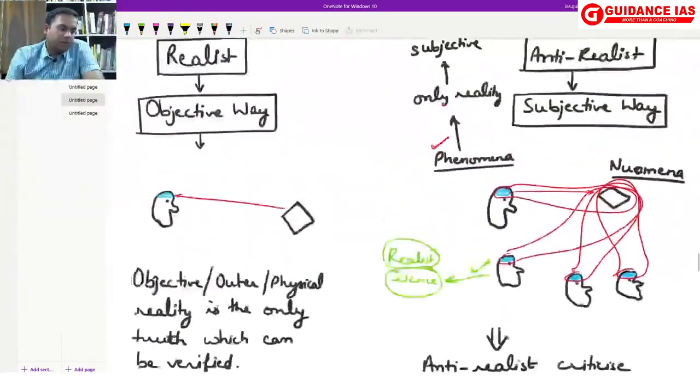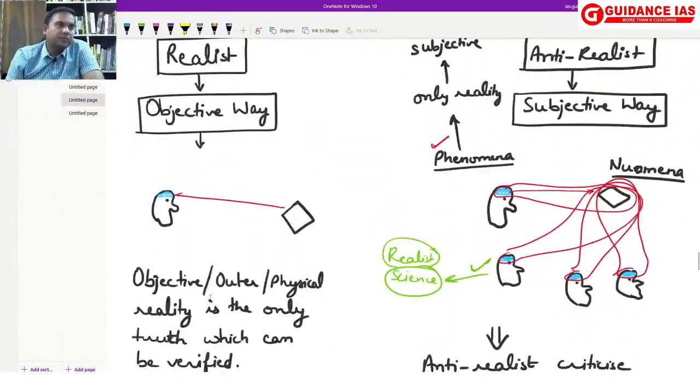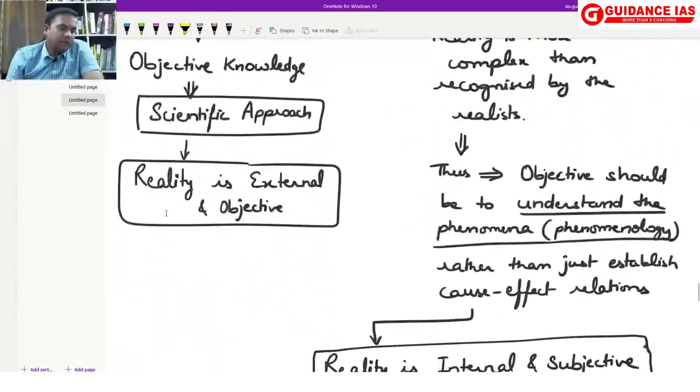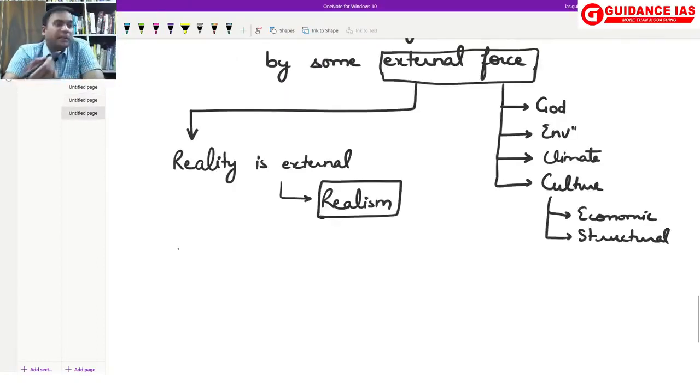This is what we talked about yesterday about realism. Realism is the objective way. Here I wrote it very, very big: reality is external and objective. Yes or no? So you should be feeling a little ashamed because you didn't revise.